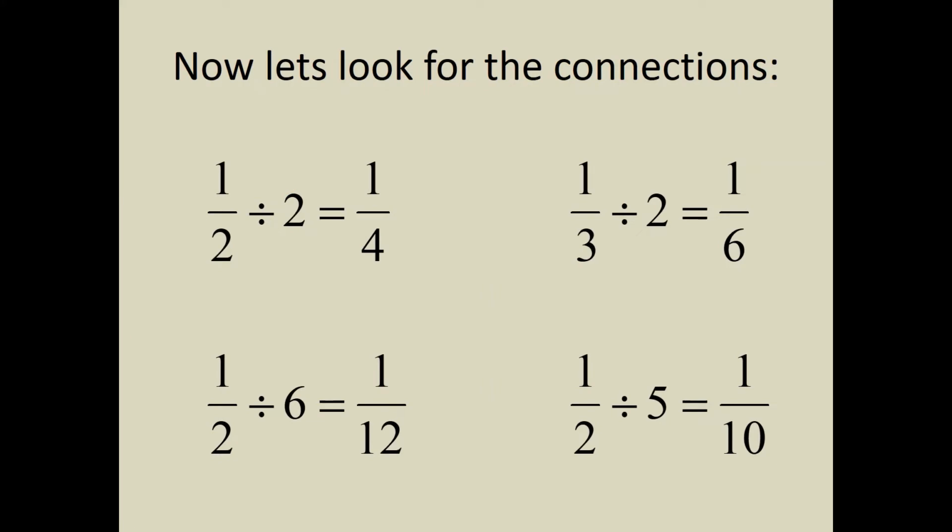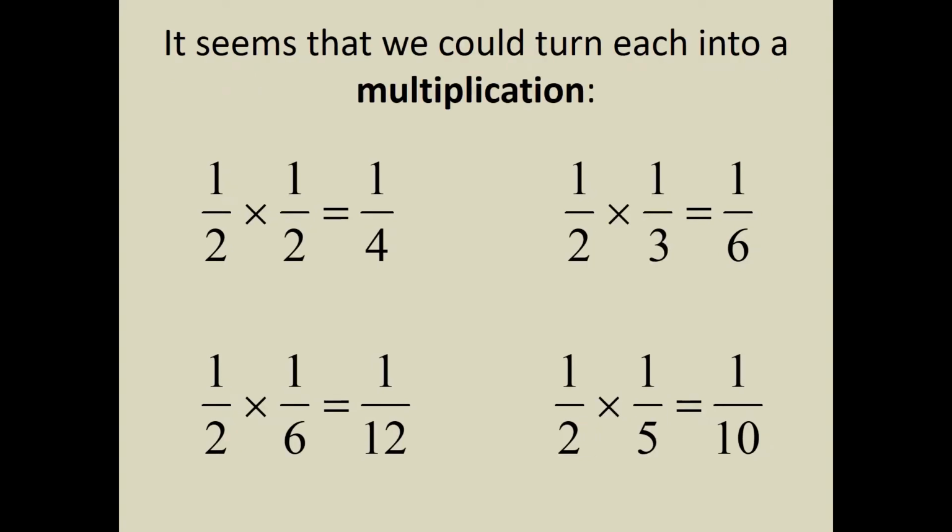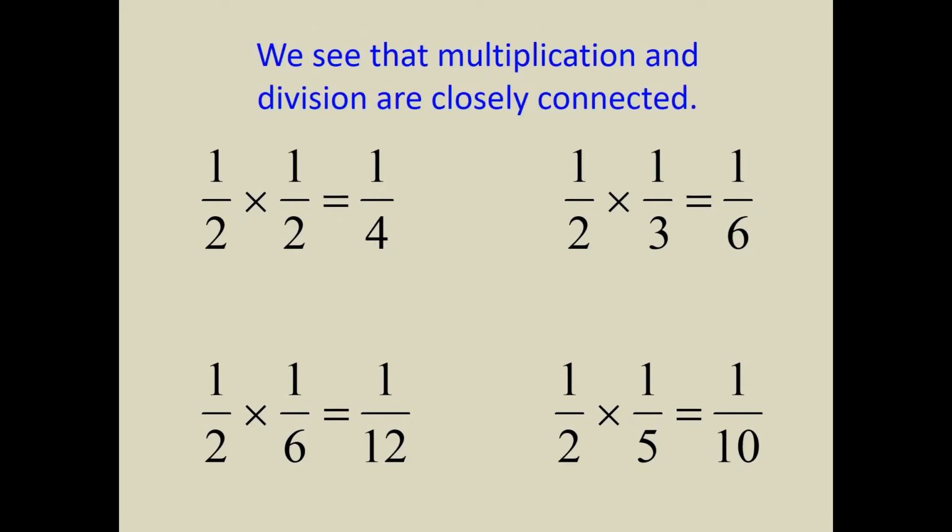Now let's look for the connections. 1/2 divided by 2 is 1/4. 1/3 divided by 2 is 1/6. 1/2 divided by 6 is 1/12. And 1/2 divided by 5 is a 10th. It seems that we could turn each into a multiplication by putting each number over 1. So we can put a 1 over all the numbers we're dividing by and times that there. We see that the multiplication and division are closely connected.